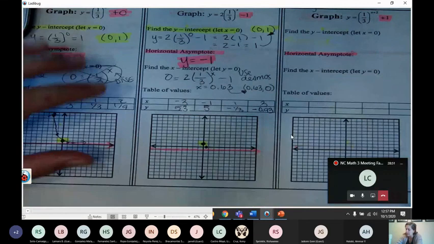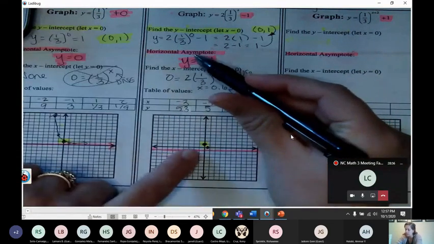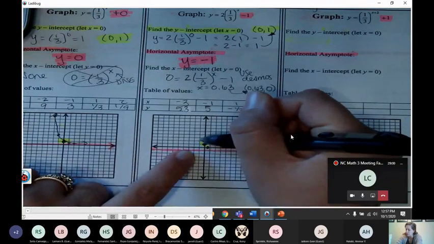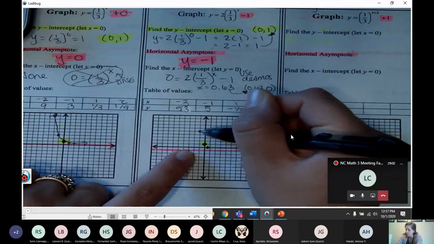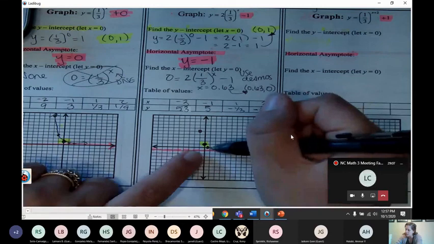Okay, so -3 gives 53, which is way up here. The next thing I'm going to plot is -1, and it's at 1, 2, 3, 4, 5. I'm going to plot +1 at -1/3.